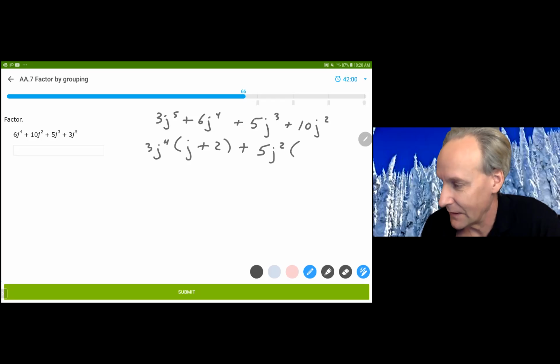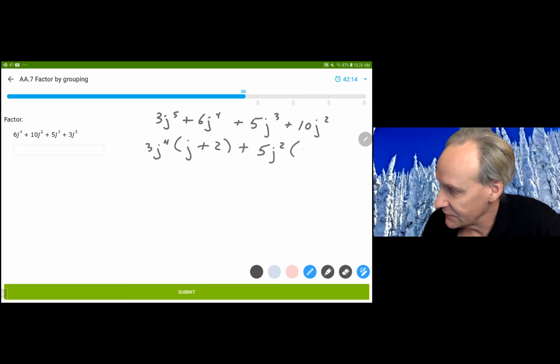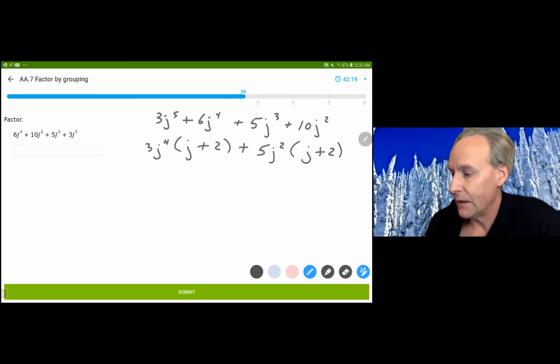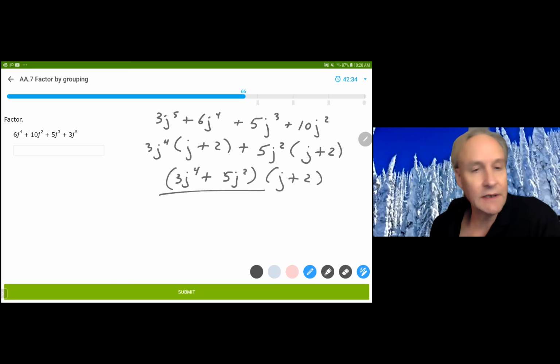Oh no, I didn't take out the common factor, did I? I did it again, but that's okay. It probably would have been easier to take out the common factor first, maybe. It's more or less the same. So I'm taking out the 5j squared, and I'm left with the j plus 2. Now, I'm going to do something else. Well, I better not. 3j to the 4th plus 5j squared times j plus 2, and I still need a common factor to take out.